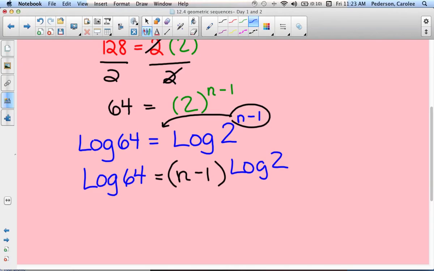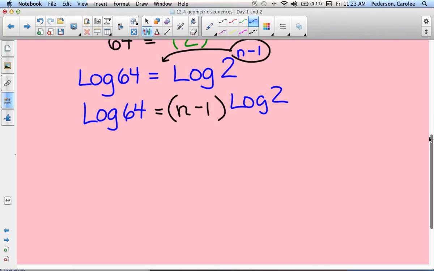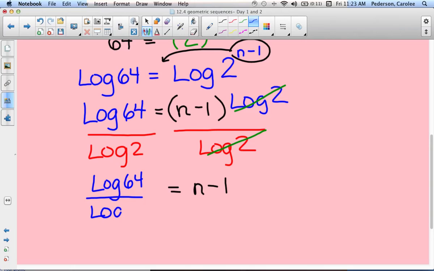Now we're going to solve for n minus 1. So we want to undo the log of 2 on the right. So we divide both sides by the log of 2. And what cancels is the log of 2's on the right. We're left with n minus 1 on the right. And on the left, we have the log of 64 divided by the log of 2.